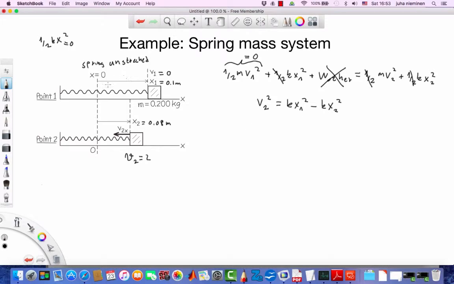And in this case, we have followed this principle, so we can just go on and solve for the final velocity v2. So that's going to be the square root of, there's of course m involved there. So once we bring that one over to the other side, we get the square root of k over m times x1 squared minus x2 squared.